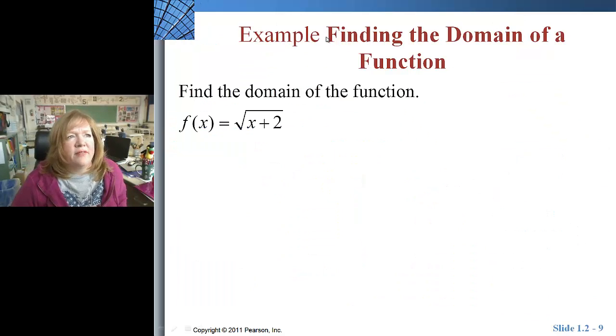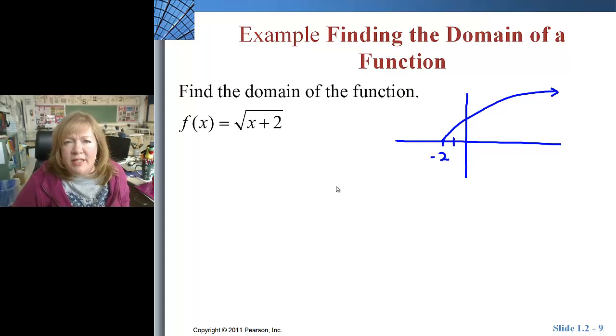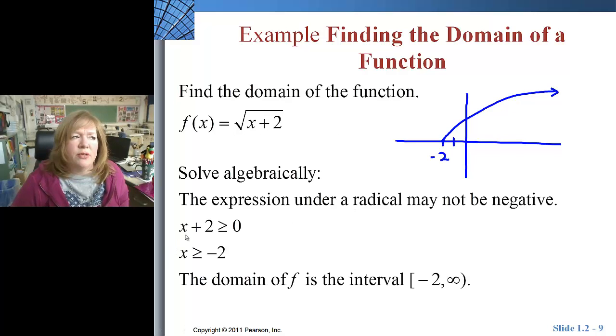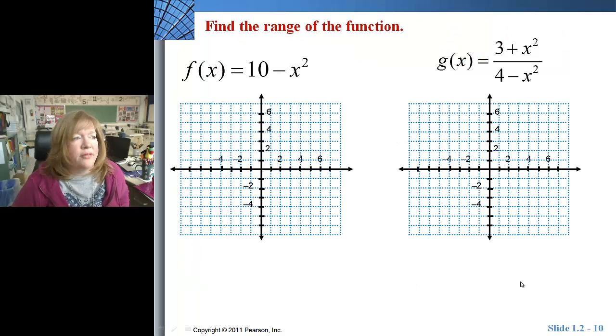Let's look at this guy. Find the domain of a function. So we've got the square root of x plus 2. You can see graphically we can tell what the domain is going to be. The domain is just going to be from negative 2 on up because we look left to right. That's my x values. So for the x values of negative 2 on up, we have graph. If I do this algebraically, remember that what's under your square root has to be greater than or equal to 0, and when you solve that out, you'll get x greater than or equal to negative 2, and this would be your domain. So there's two different ways to figure out the domain.